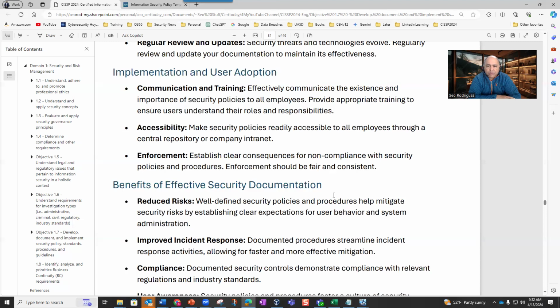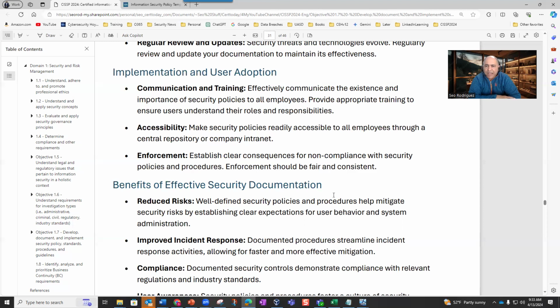A big problem with many companies is that they have all these policies, but then you ask the employees, do you know where the policy is? Have you read the policy? Or maybe they read the policy 5 years ago when they were hired, but that policy has changed, right? So it is extremely important that there is effective communication and training when it comes to the policies.